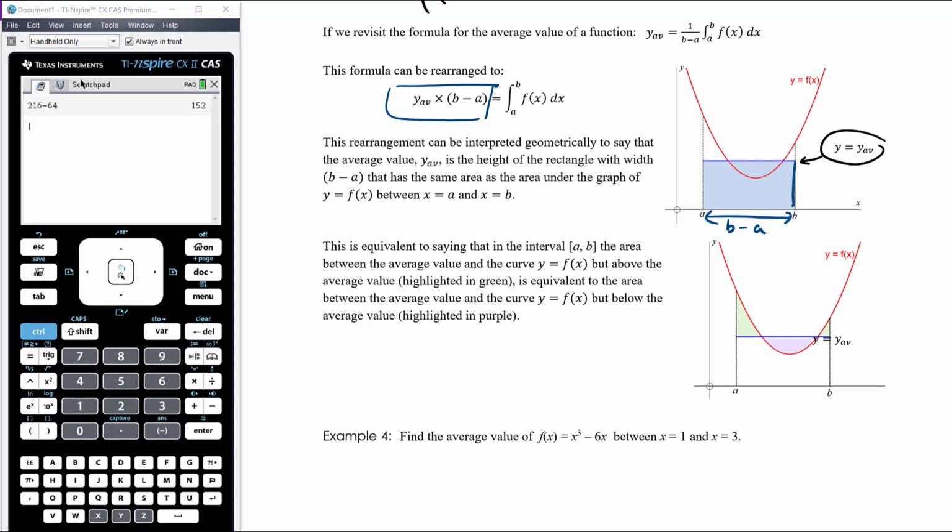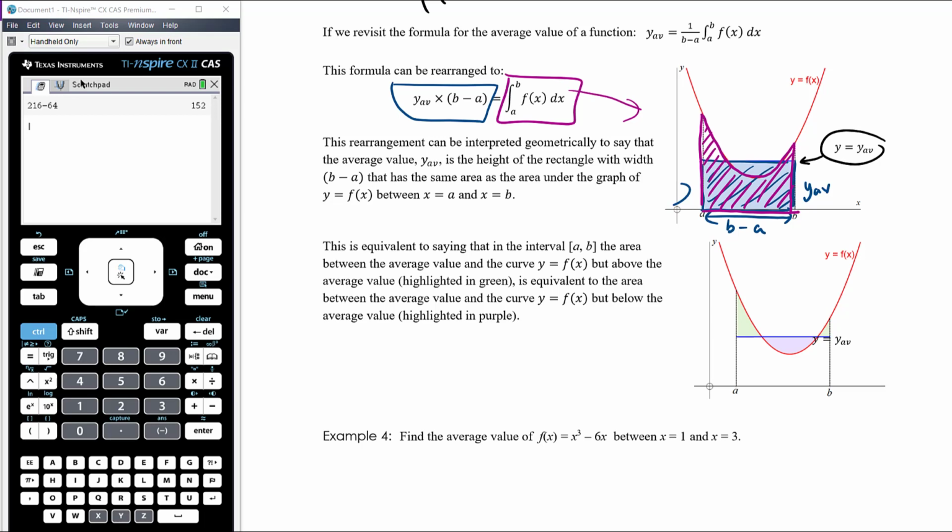And if we multiply that by the average value of y, what we're essentially getting is the area of this blue rectangle. That's what that left-hand side corresponds to. And what the formula tells us is that the area of that blue rectangle is the same as the area under the curve. So the area under the curve between a and b is that. So we know that that purple area is the same as that blue area.